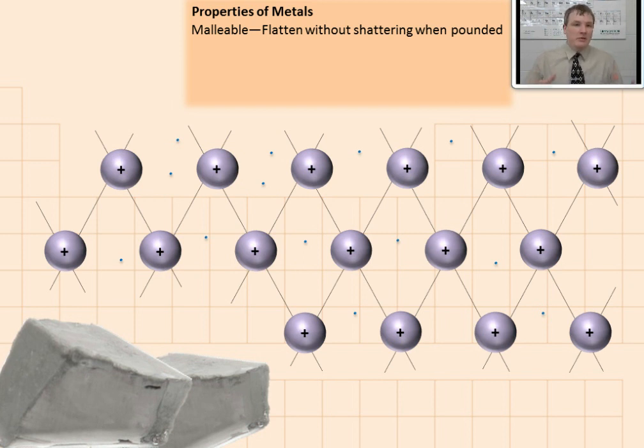sheets. When you pound a metal, all that happens is the positive cores are rearranged in the sea of electrons. It doesn't break it apart or shatter it or even turn it into a new substance. It just moves the cores around.